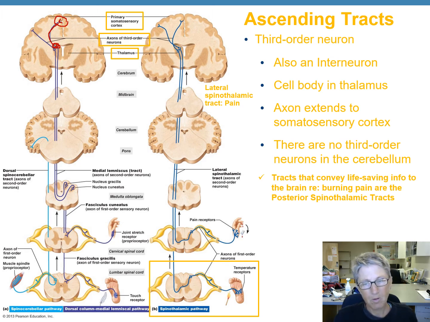It's interesting to note that tracts that convey life-saving information about what you're sensing to the brain travel in posterior spinothalamic tracts. So information about burning pain, for example, is information that you're burning. So it's life-saving information if you know that some part of your body is burning. That information will travel in the posterior spinothalamic tracts.